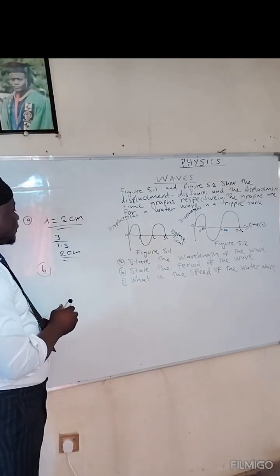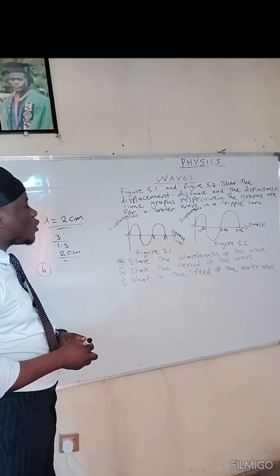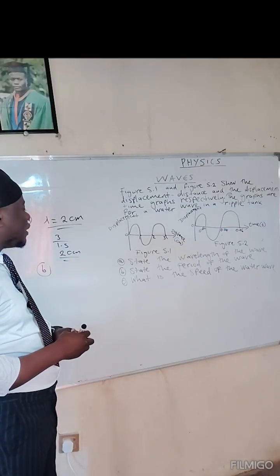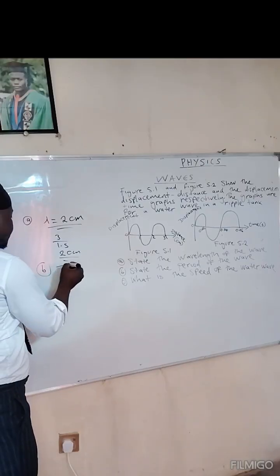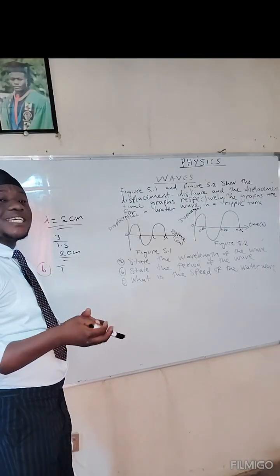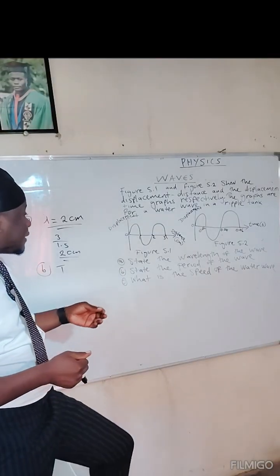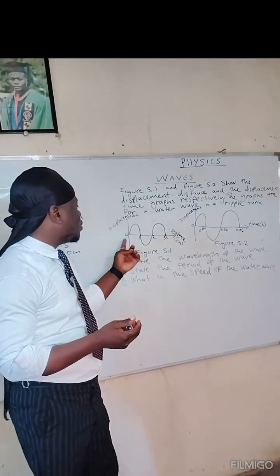Okay. Next now is what? B. State the period of the wave. Period of the wave. So for period, we use capital T. Now period, by definition, is the time taken for a complete wave.